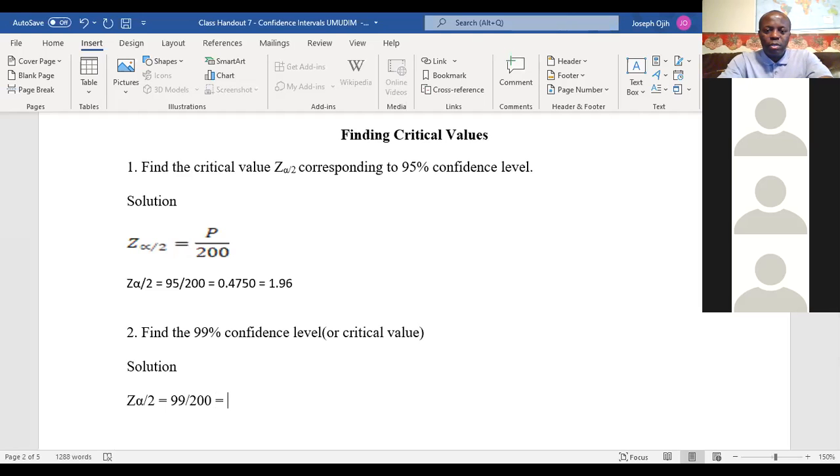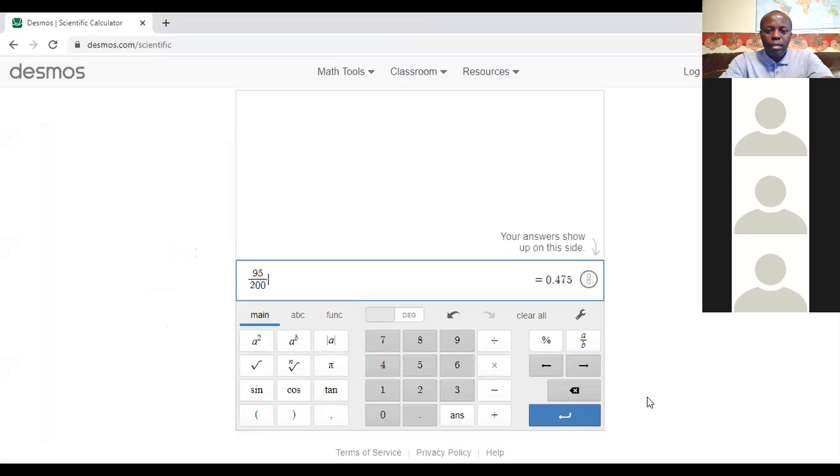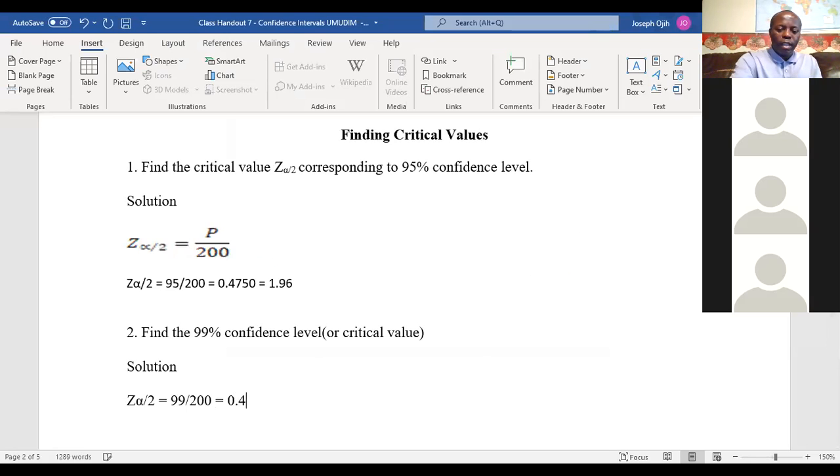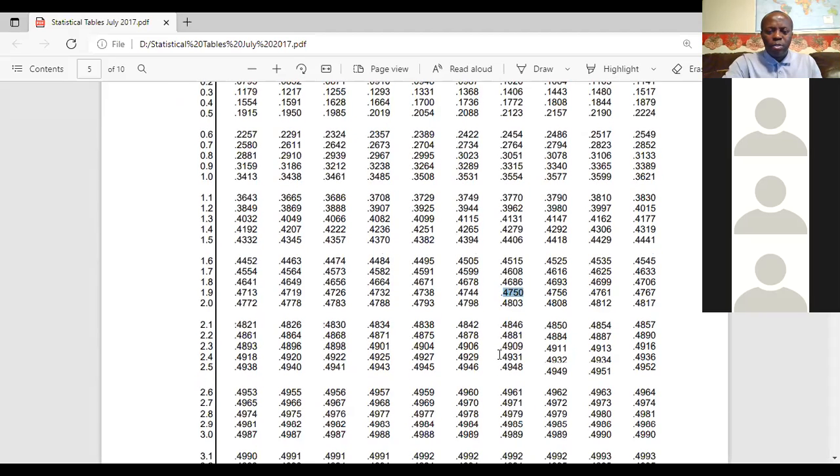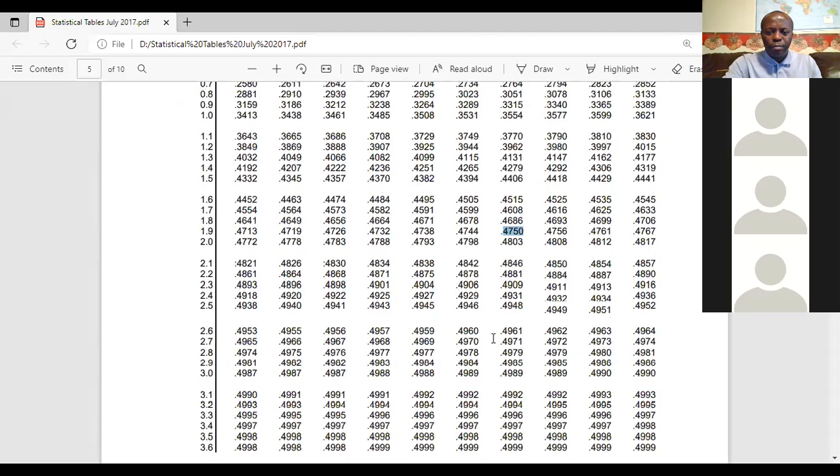Let's go to the Desmos calculator. 99 divided by 200 gives 0.495. Now, because the numbers in the table are four digits, you can make it 0.4950. So you have to look for this on the table. If you don't see it, you look for the number that is closest to it. 4950, right? I got 4949. Can you see that?